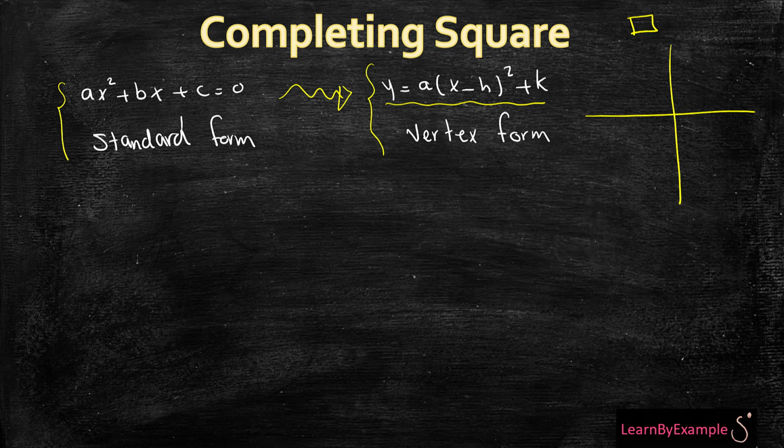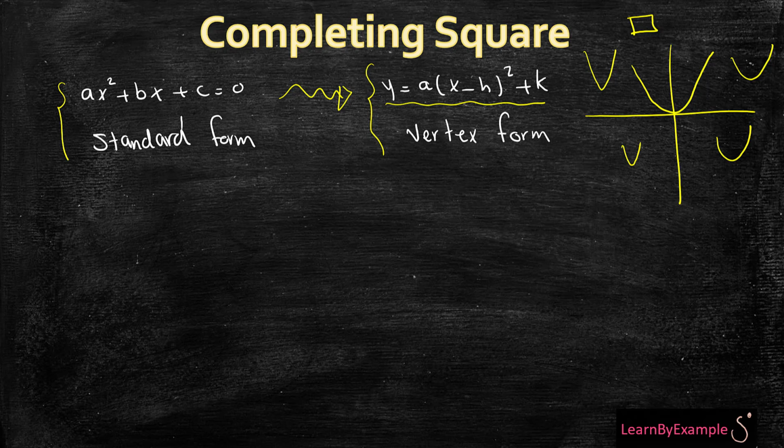Because we know the vertex form is going to show us how our parabola is shifted on the plane of the x and y axes. We're going to use this method to write our equations in vertex form and therefore be able to easily graph it, like we've learned in a previous chapter.